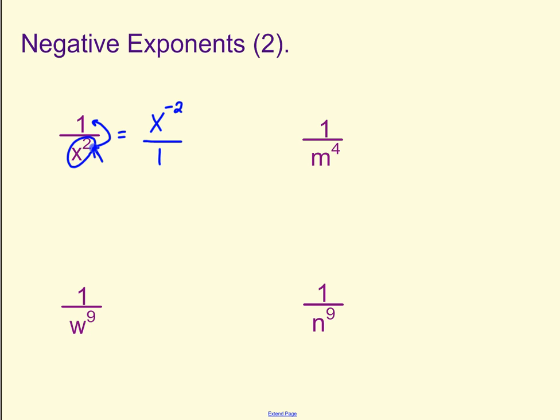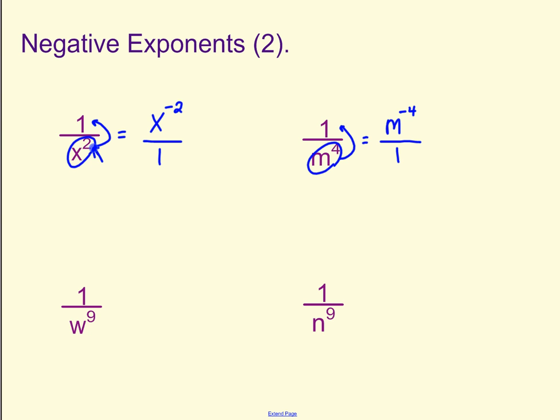Alright, next example. We need to rewrite this with a negative exponent, 1 over m to the 4th. Because I need to change the sign of my exponent, I'm going to move it. So I grab the exponent with its base. It's coming up here. With that movement, the m stays the same, but that exponent will become negative. Put it over 1 just to show that there's nothing left down there. M to the negative 4th. See how quick these are.